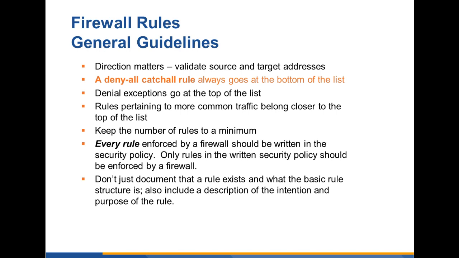Some general guidelines for firewall rules. Direction matters. Be sure to validate that the source and target addresses have been identified correctly. A deny all catch-all rule always goes at the bottom of the list. Denial exceptions go at the top of the list. Rules pertaining to more common traffic belong closer to the top of the list. You want to keep the number of rules to a minimum.